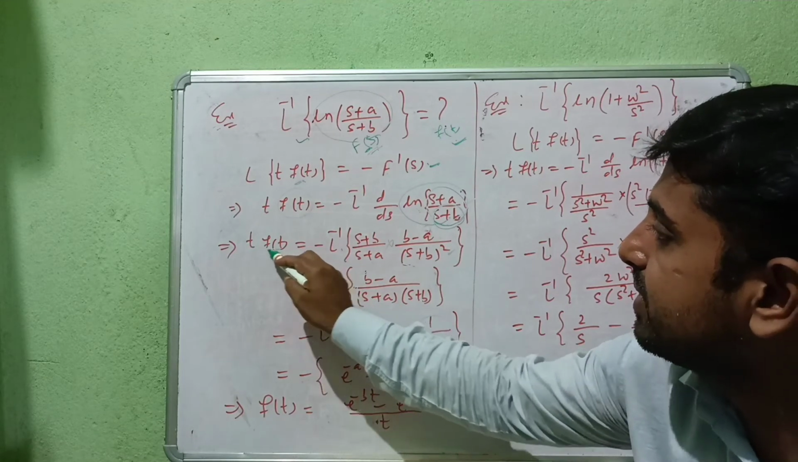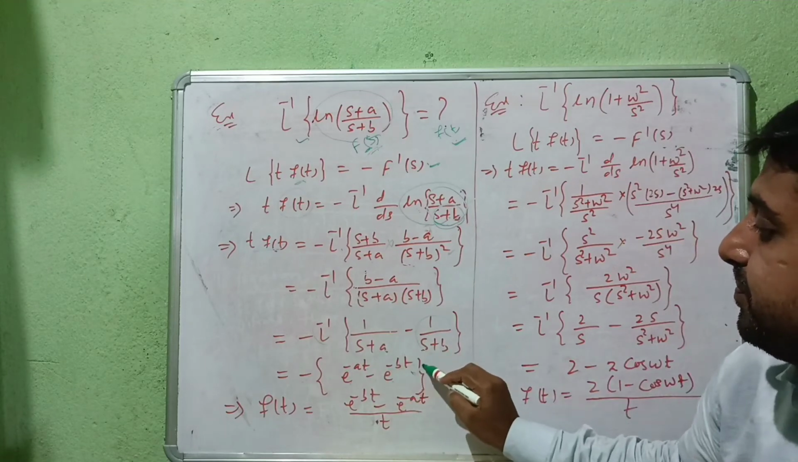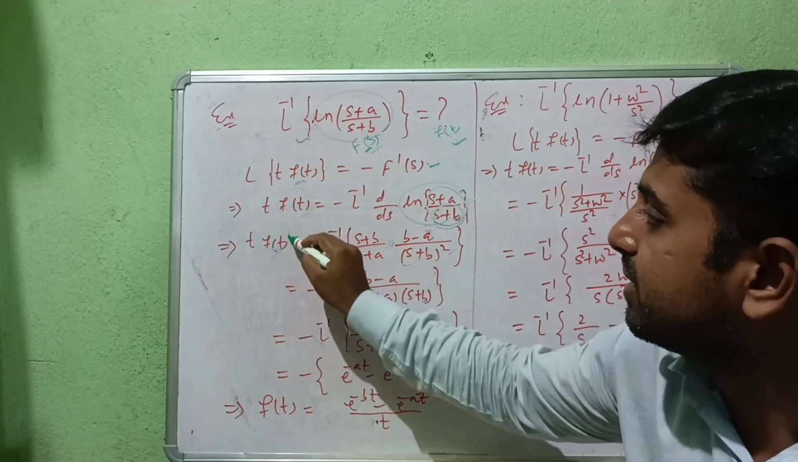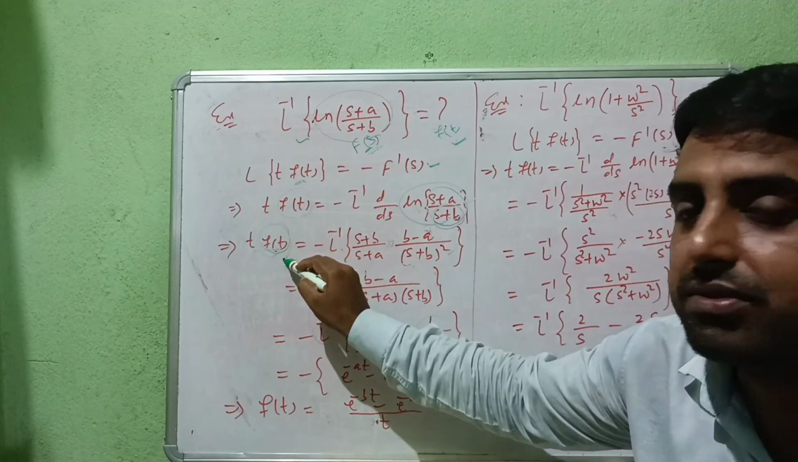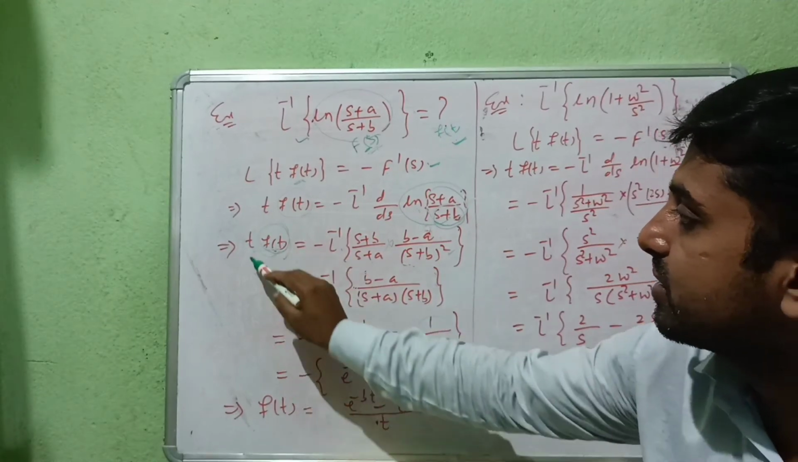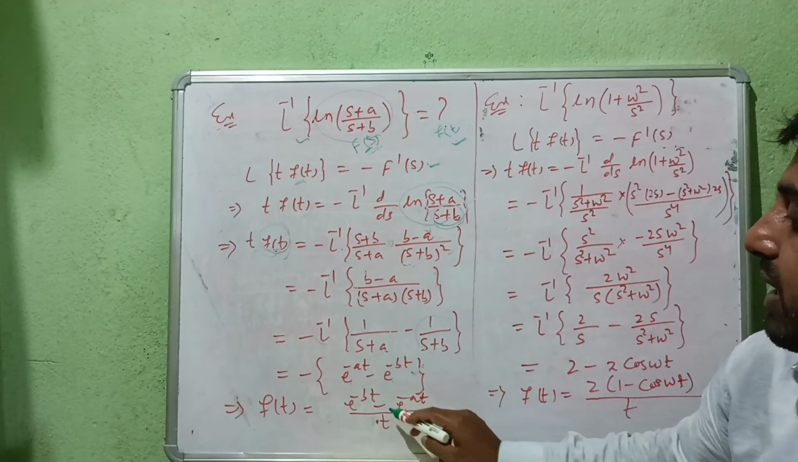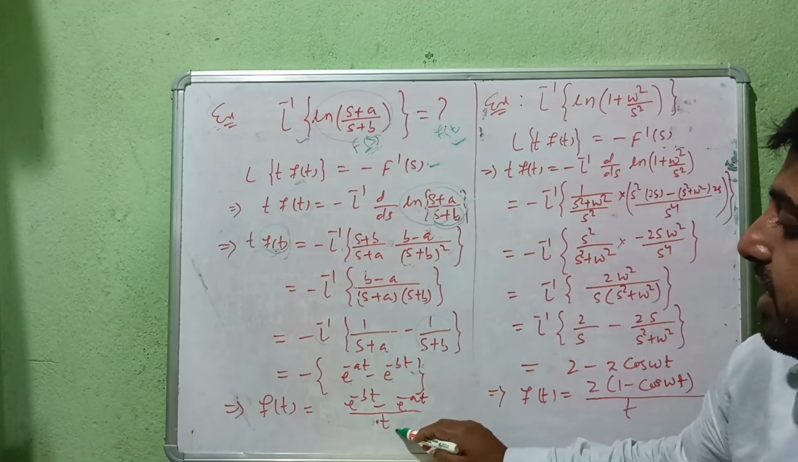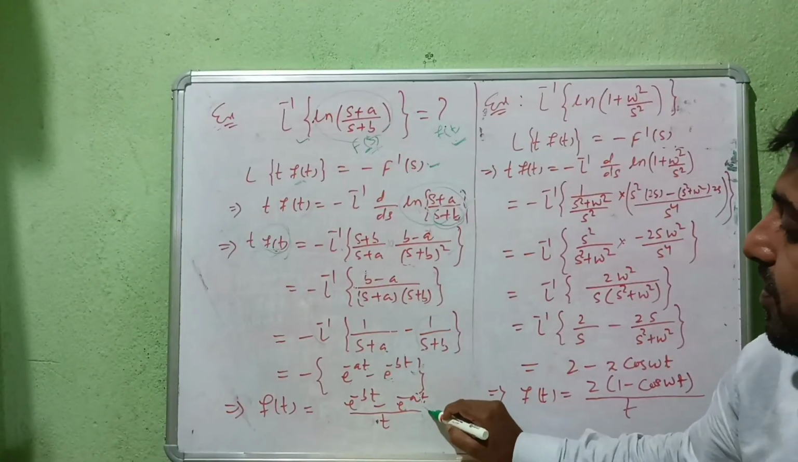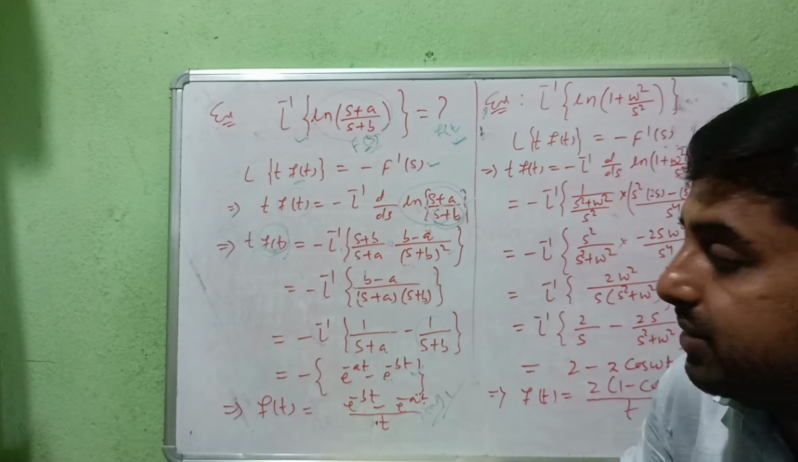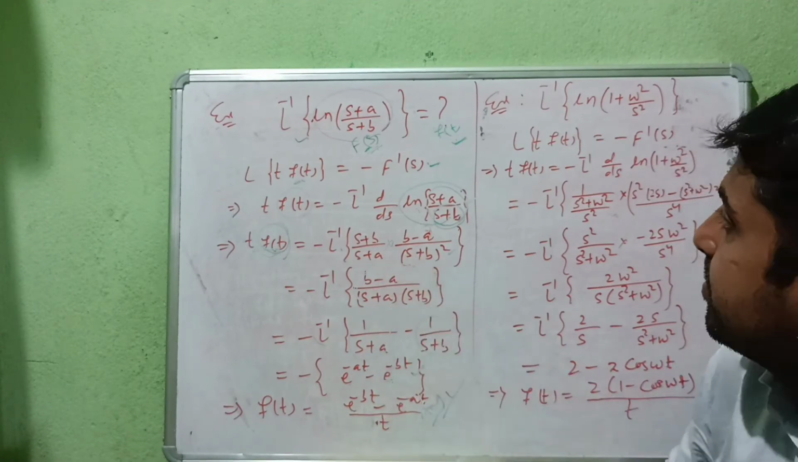Now what we got? t f(t) is equal to this. And what is our aim? To find the original function f of t. So therefore f of t equals, just divide by t on both sides. So f of t will be (e to the power minus bt minus e to the power minus at) divided by t. So this is your answer. Okay, so in this way you can solve this problem.